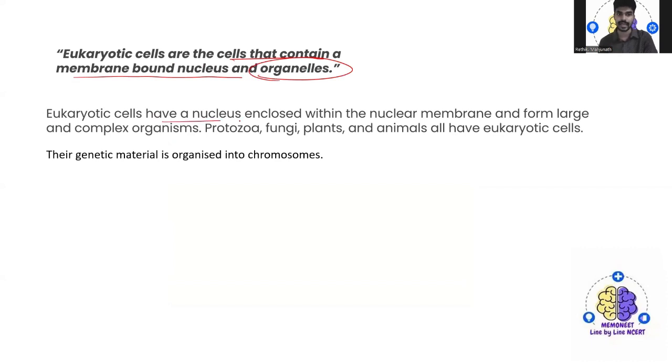So eukaryotic cells have a nucleus which is enclosed with the nuclear membrane, a very important point, and they form large and complex organisms, right? So in what kind of complex organisms can you see this nuclear membrane, nucleus, and all? Protozoans, fungi, plants, animals will all have eukaryotic cells. The genetic material, which is called chromosomes, is present inside the nucleus. So they are also formed inside the nucleus.